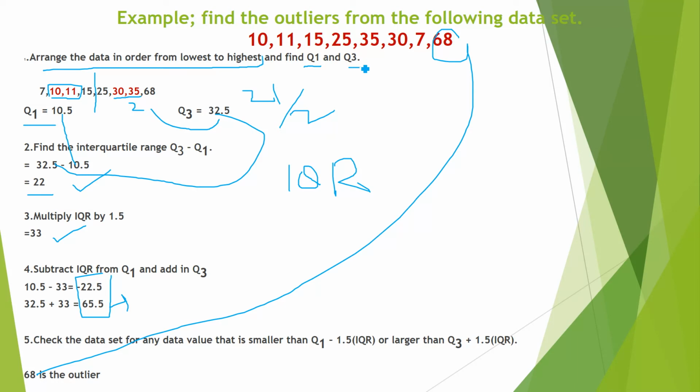In the second step, you have to subtract Q3 minus Q1, which is called the interquartile range. Whatever the answer, you have to multiply by 1.5, and then you subtract that from Q1, Q1 minus step number 3, and then Q3 plus step number 3.